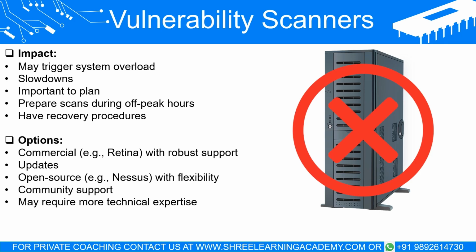Commercial and open source options. When it comes to choosing a vulnerability scanner, you have a wide array of options. Commercial products like Retina and Nessus often come with robust support and regular updates, but usually come at a cost. On the other hand, open source tools like OpenVAS offer a lot of flexibility and community support, often at no financial cost. The trade-off is that they can require more technical expertise to set up and maintain.